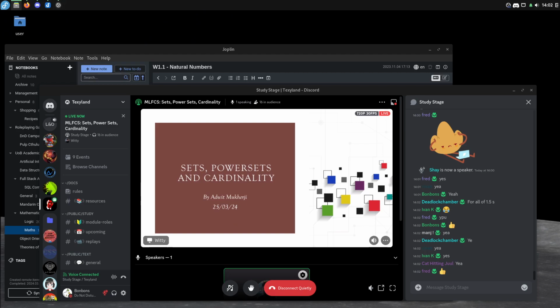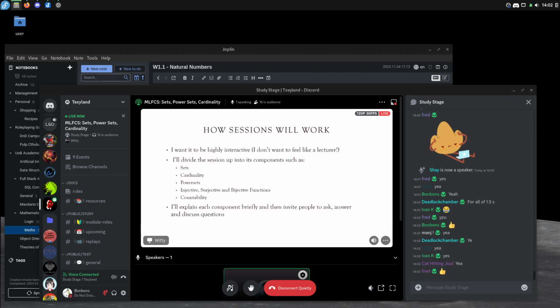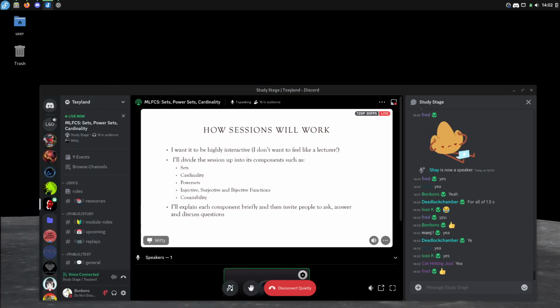Today we're going to look at sets, power sets, and cardinality, as indicated by the title screen on the screen right now. So how the session will work, I'm pretty sure Shay went through it a bit in the morning. I just had my own slide because I didn't realize he was doing it as well. I want it to be highly interactive, so I'm going to quite often be inviting people onto the stage to talk. If you don't want to enable your mic, that's fine. You can just type in the chat, but I want to be able to invite people onto the stage.